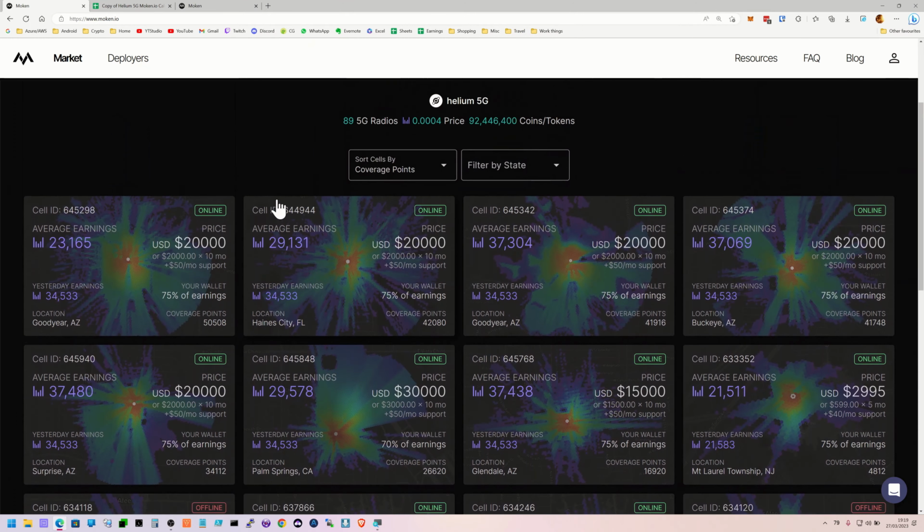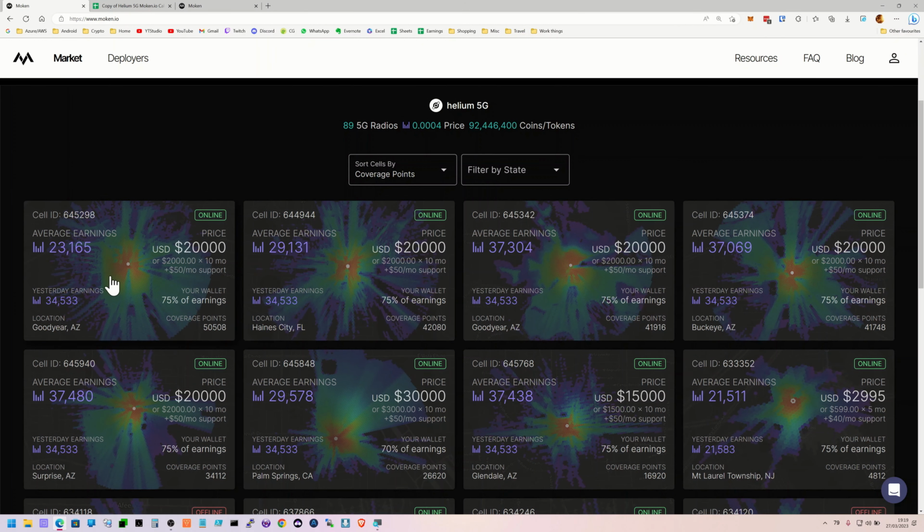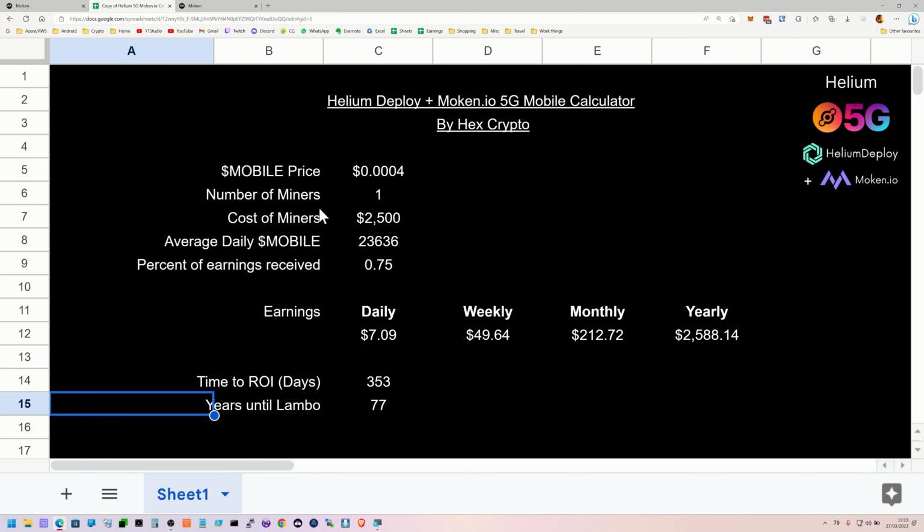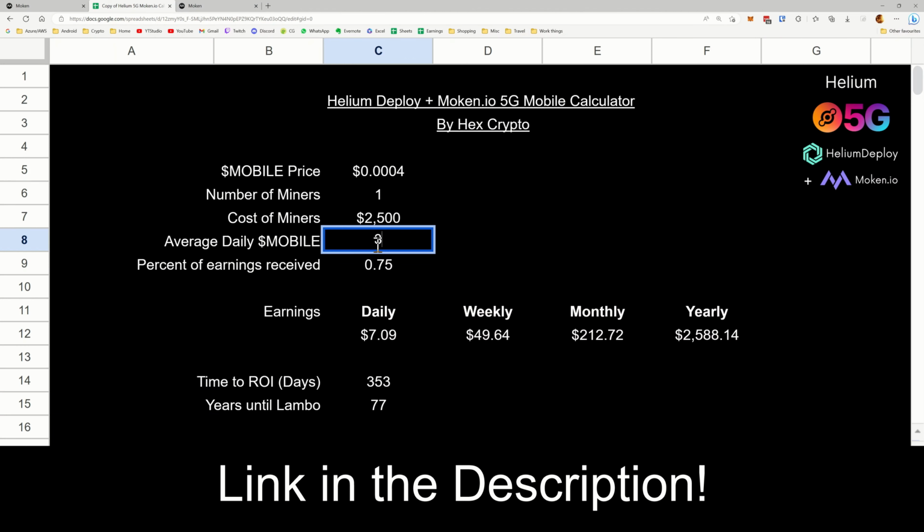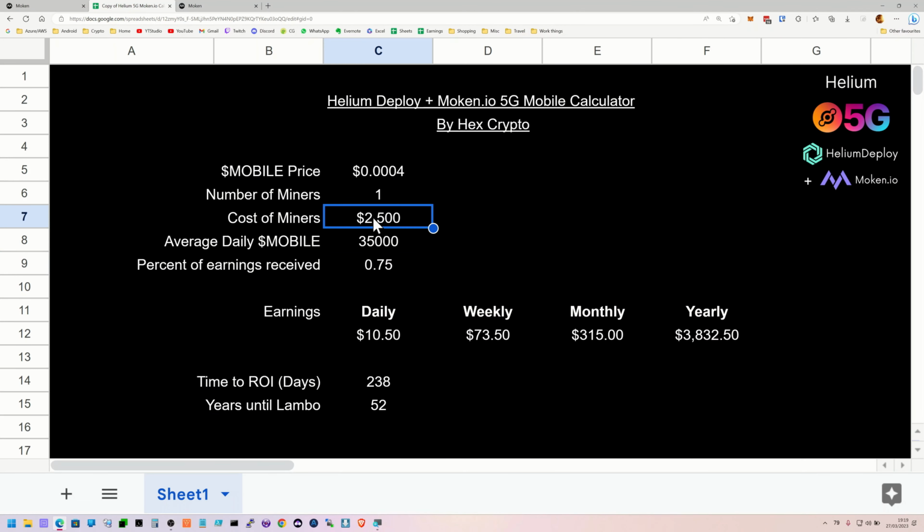So let's say we've got one of the $20,000 ones and it's earning 34,500 mobile tokens per day. I have got this calculator here where we have put together some sums. Now, that is a $20,000 miner, so that's going to take a long time to ROI at the predicted price of 0.004 cents. But if this went up to a dollar, you'd be making $26,000 daily.